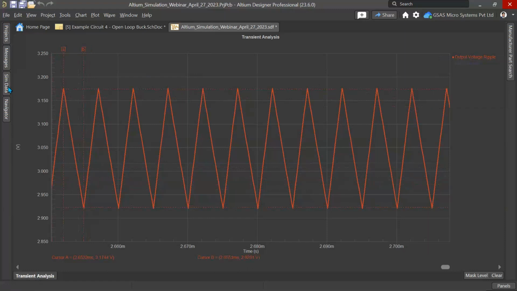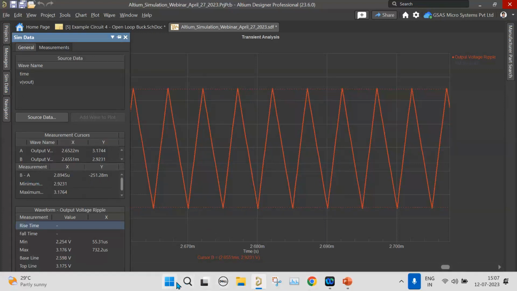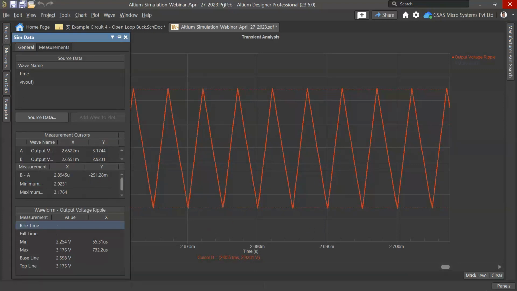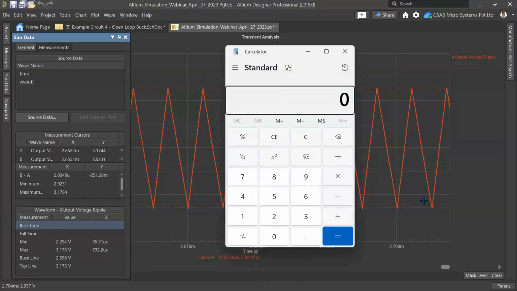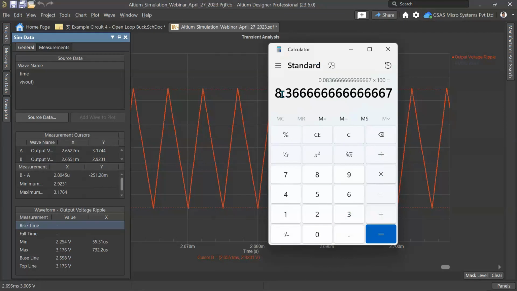Now go to sim data. You can see here it is 251.8 millivolts. Now let us take a calculator to calculate the voltage ripple. We calculate by using 0.251 divided by 3, times 100. That means the ripple is more than 8%, which is not satisfying.